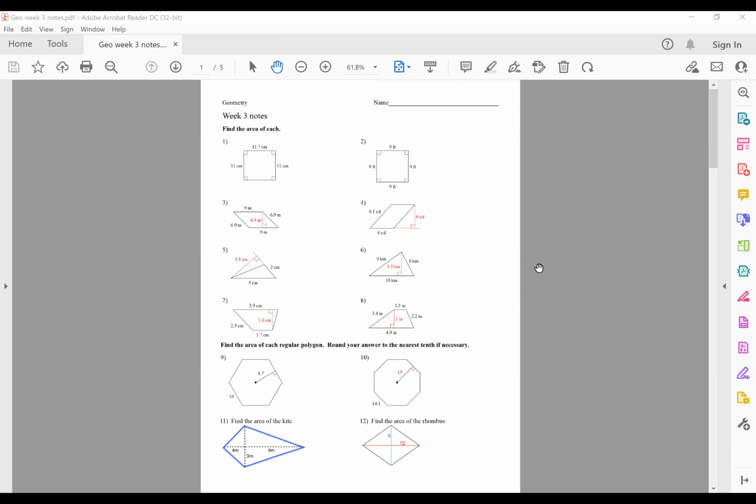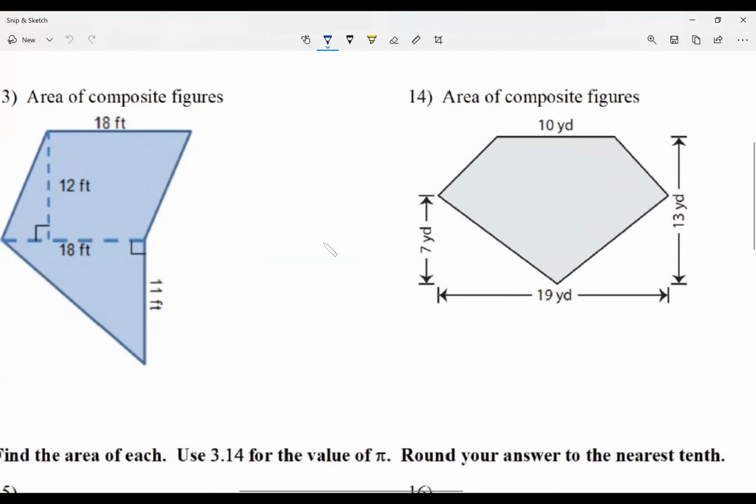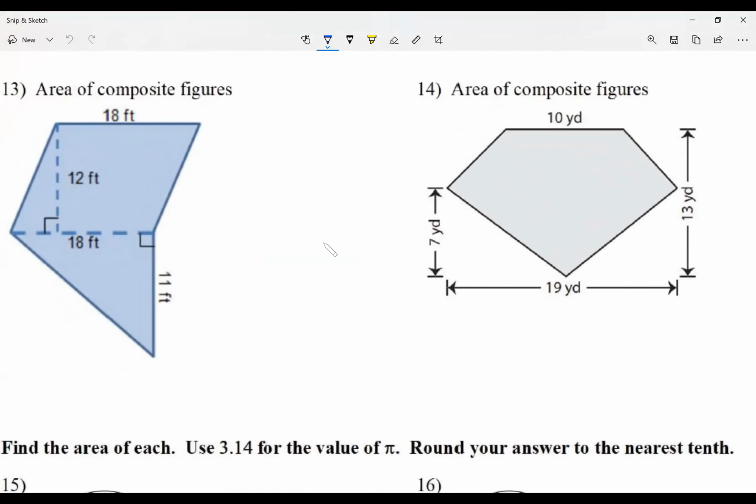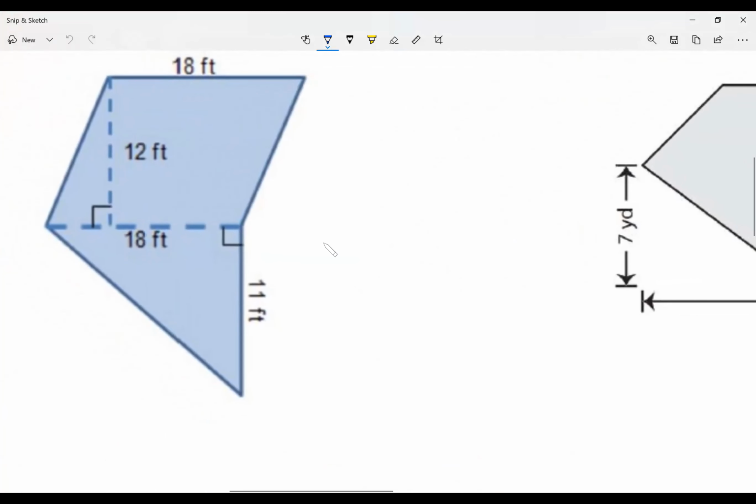Now we're going to start moving into combining shapes. Make sure you know the work from yesterday pretty well. Like I said, we're going to use that knowledge and start combining shapes. So let's take a look at our notes, questions 13 and 14. We're going to do what we call area of a composite figure. Composite figures are basically shapes combined with all the shapes.